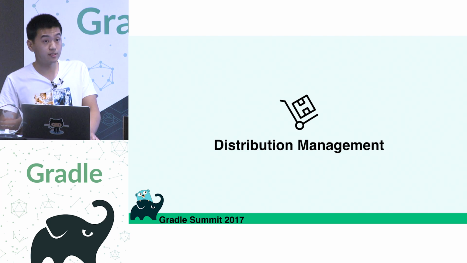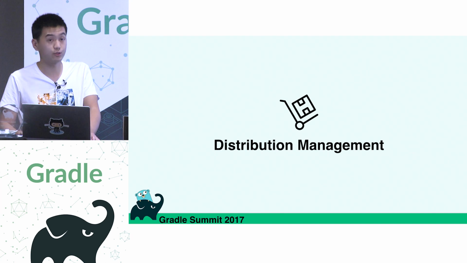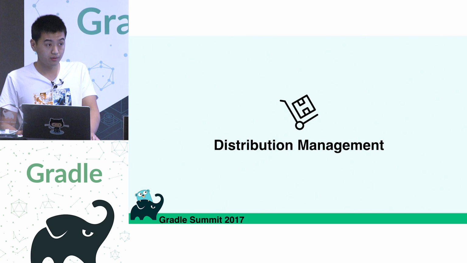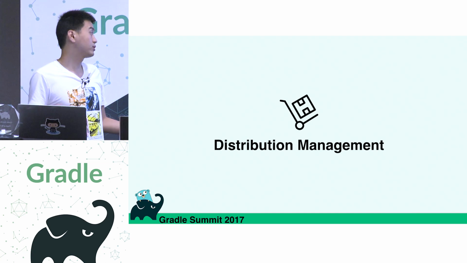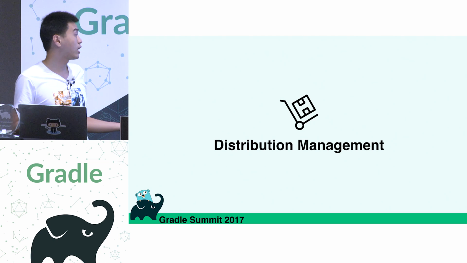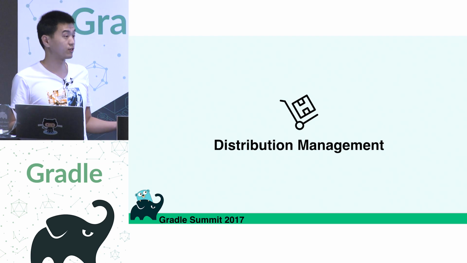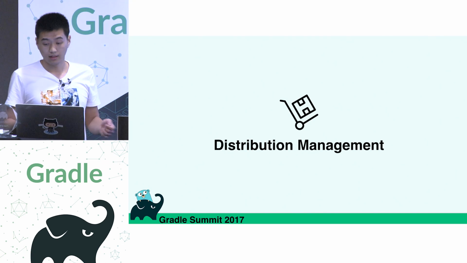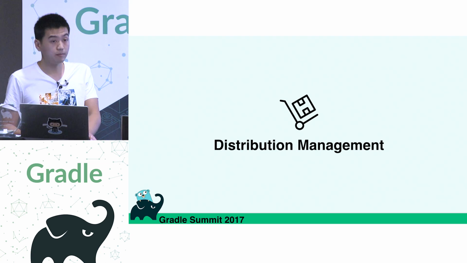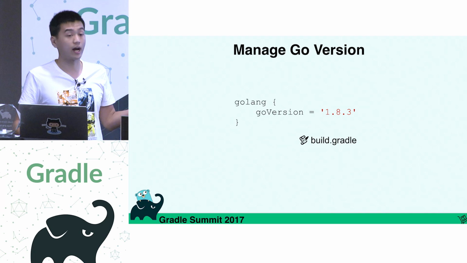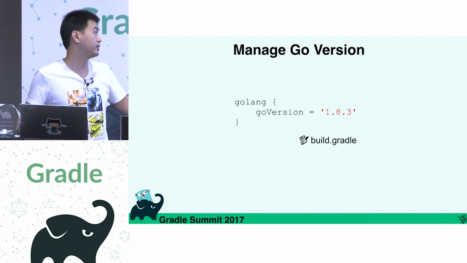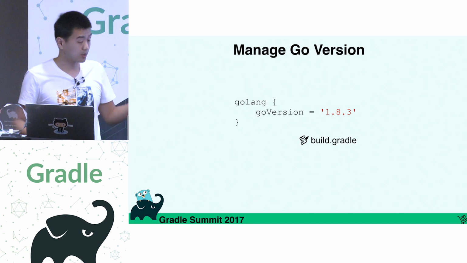The first problem we face is how to install the Go distribution, right? With Gogradle, it's pretty simple because you don't need to do anything. If you don't do anything in your build.gradle, Gogradle will download and install the latest version of Go for you. But maybe you want a specific version, so you just need to write goVersion equals that version in build.gradle. Let's see a demo.